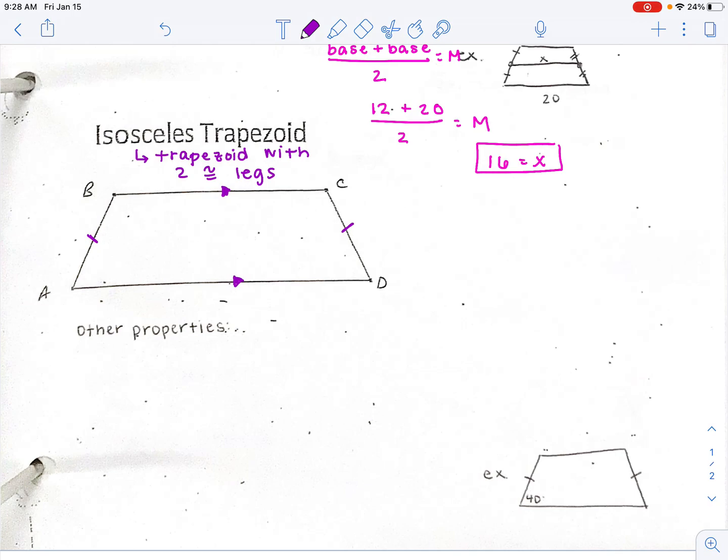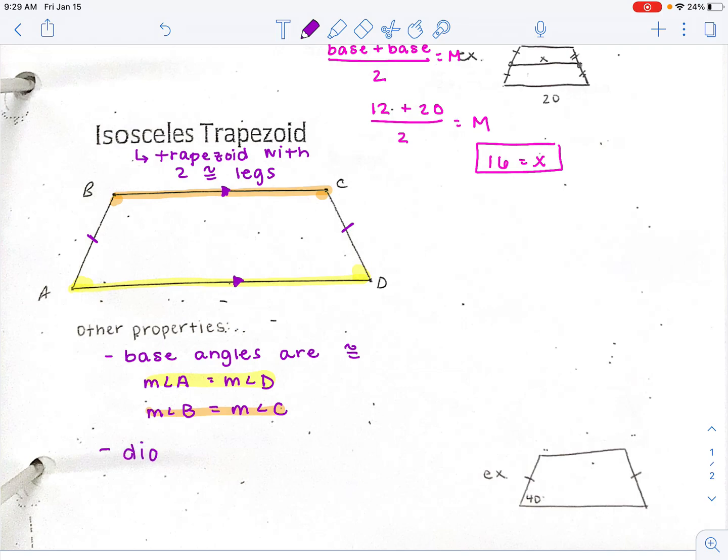Because it's an isosceles trapezoid, there are a few extra properties. Your base angles are going to be congruent. What that means is the measurement of angle A, that base angle, and the measurement of angle D are going to be equal. Those two go together because they're both on that same base of AD. Whereas the measurement of angle B would be equal to the measurement of angle C, because they're on that same base there.